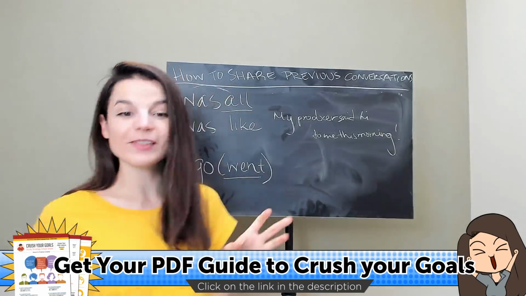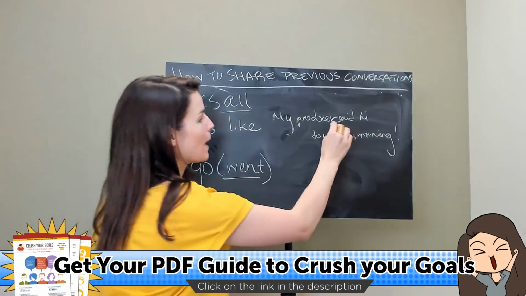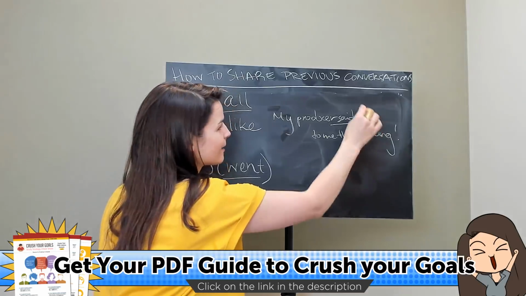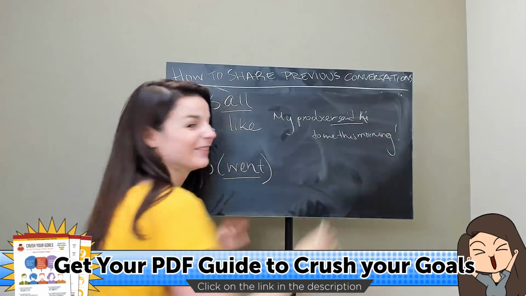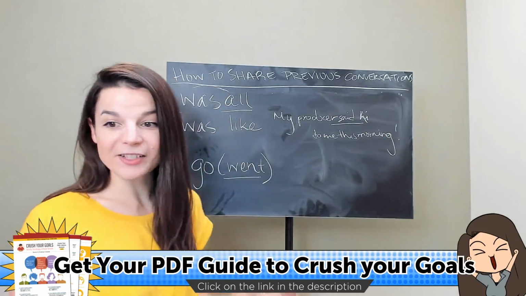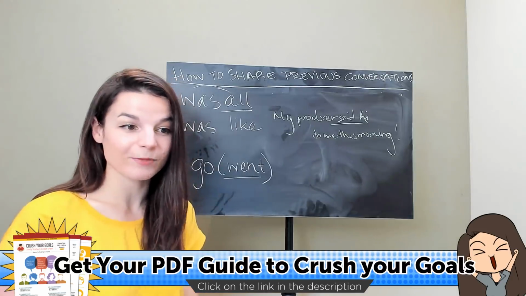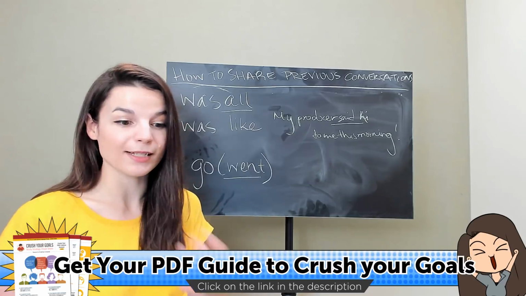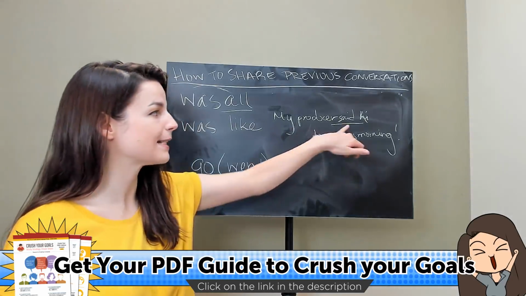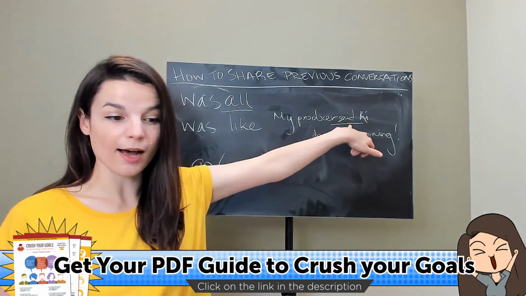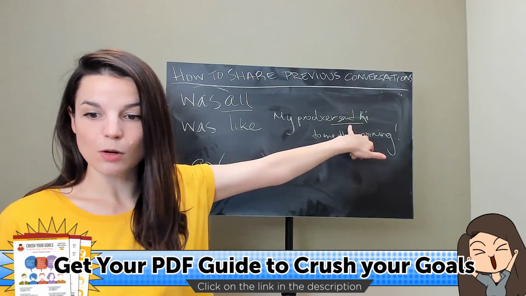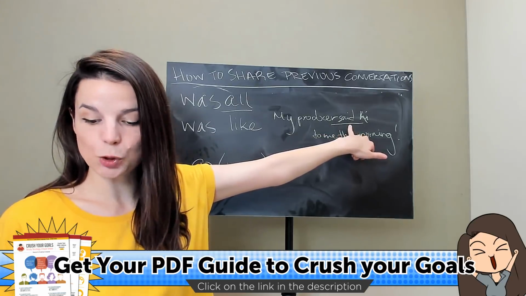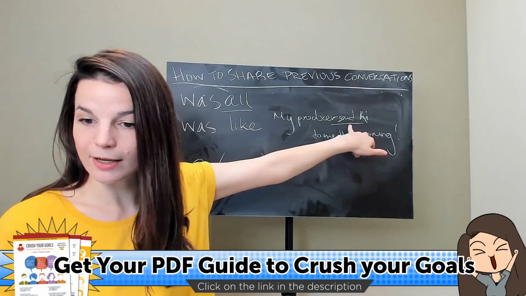Here, I'm using just a simple reporting verb. My producer said, sorry, this is an H, hi. My producer said hi to me this morning. So a very, very simple report of something someone said to me. My producer said, past tense, said hi to me this morning. So what is something someone said to you? Can you report something to finish today?